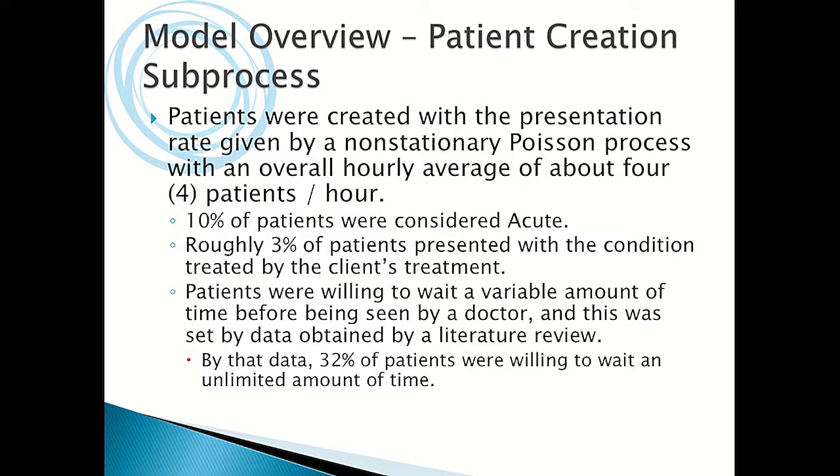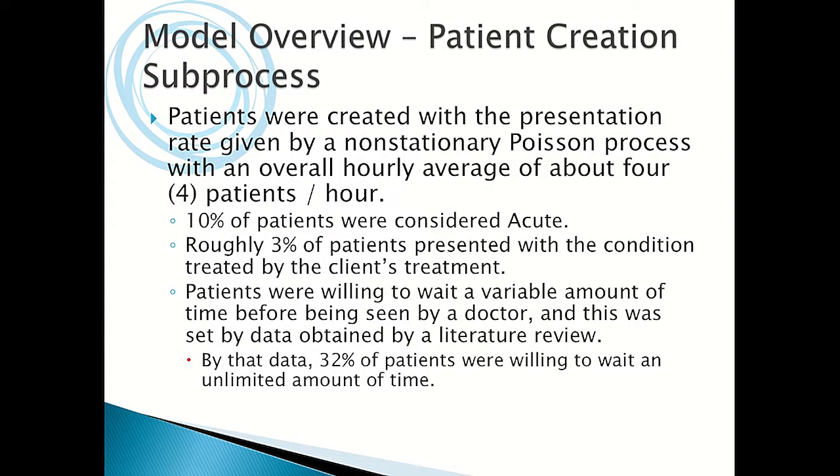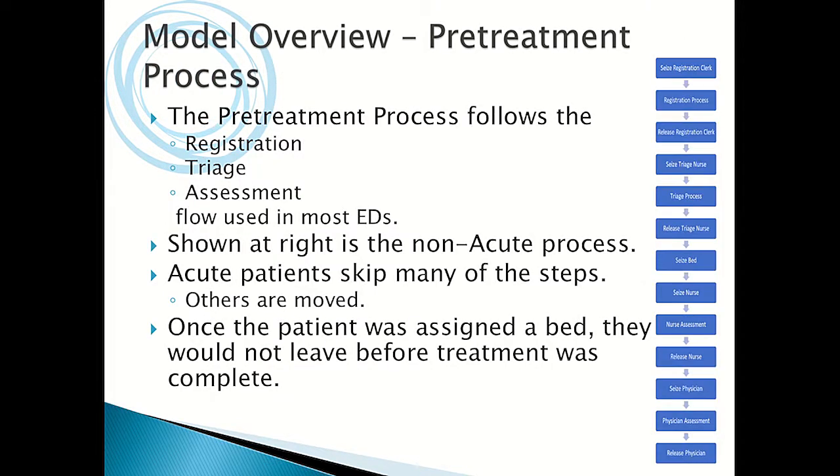All right. So the patients presented, according to a Poisson non-stationary process, about 4 patients an hour. That comes out to about 35,000 patients per year presenting to the ED. 10% of patients were considered acute. 3% of them had the condition, more or less. And by the way, all of these could be user modifiable, obviously, in the interface. And patients were willing to wait a very low amount of time, but quite literally, our lit review said that 32% of patients would be willing to wait forever, which I didn't exactly believe, but that's what we had. So 68% leave without being seen rate was the absolute maximum you could see in the model.